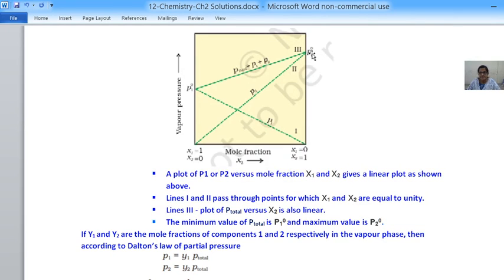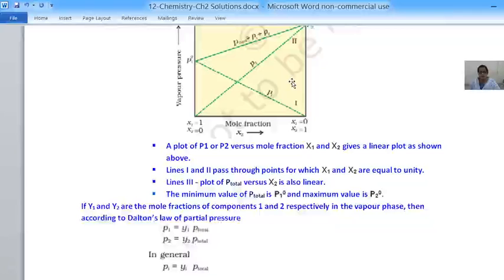What does it mean? Maximum value is P20 means, see, more amount of component 2 will escape into the vapor phase, or we can say that component 2 is more volatile. Component 2 is more volatile. That is why the vapor pressure of component 2 is high. Okay, so component 2 is highly volatile, whereas component 1 is less volatile. So we can say that P20 is greater than P10, or we can say that P10 is less than P20. So these are the important conclusions we can arrive at from this graphical representation.